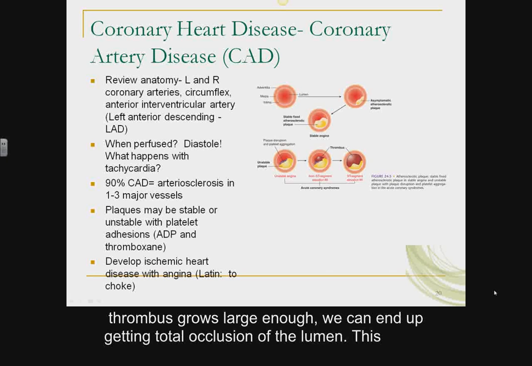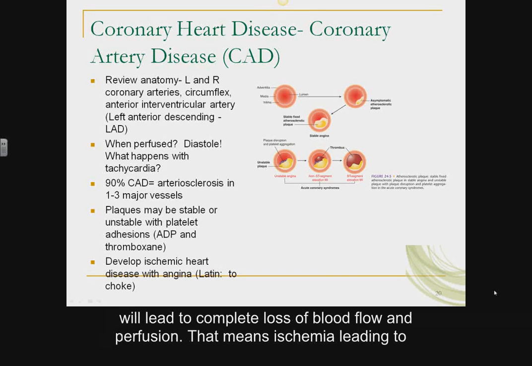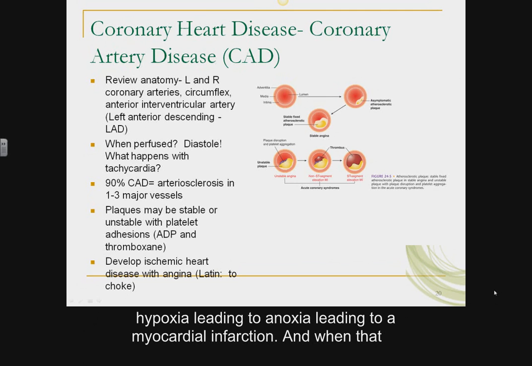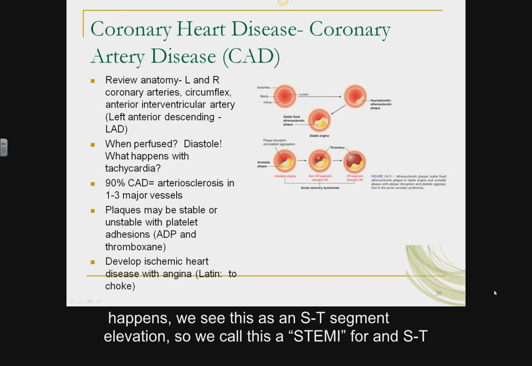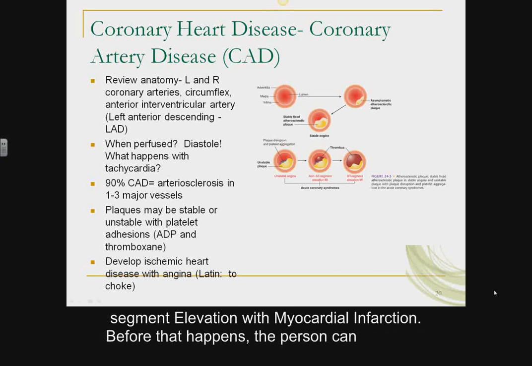So if the thrombus grows large enough, we can end up getting total occlusion of the lumen. This will lead to complete loss of blood flow and perfusion. That means ischemia, leading to hypoxia, leading to anoxia, leading to a myocardial infarction. And when that happens, we're going to see an ST segment elevation. We call this a STEMI, for ST segment elevation with myocardial infarction.